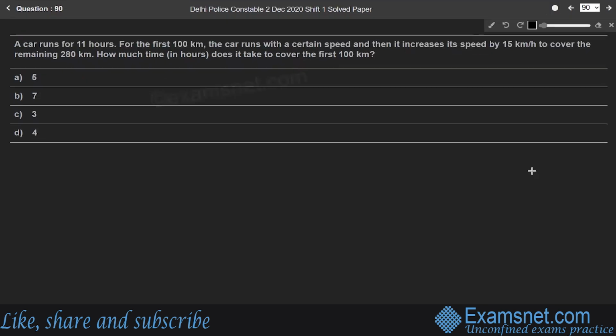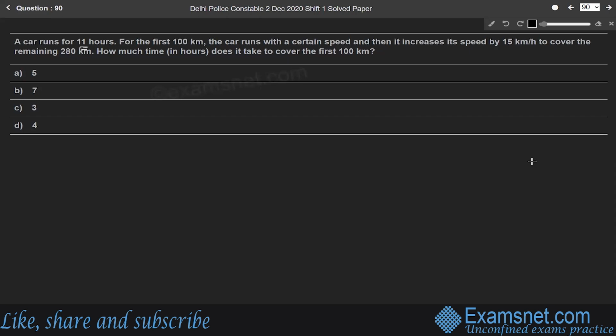Question 90. A car runs for 11 hours. For the first 100 kilometer, the car runs with a certain speed, and then it increases its speed by 15 kilometer per hour to cover the remaining distance, that is 280 kilometer. How much time does it take to cover the first 100 kilometers?